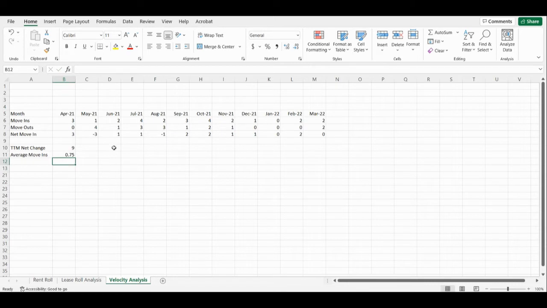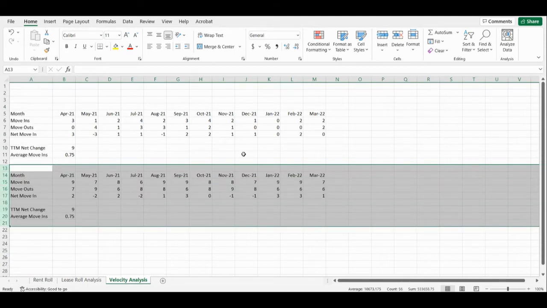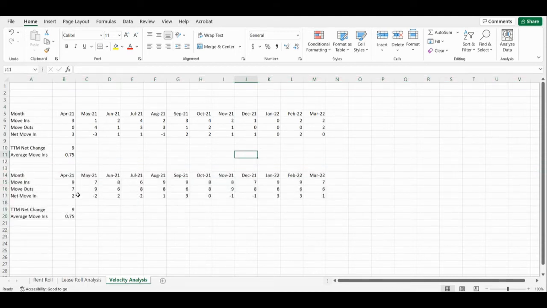One thing that's important to note about a velocity analysis, especially if you're an investor, is that looking at both the total move-ins and the total move-outs is as important as looking at the net move-ins and net move-outs. And the reason for that is I'll show you here. I've built another velocity analysis that we can take a look at.